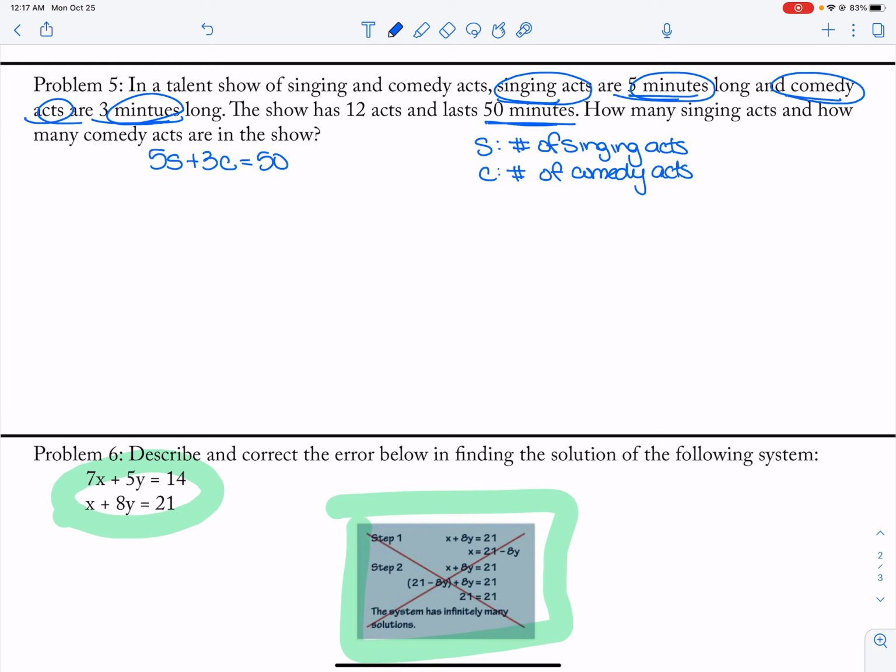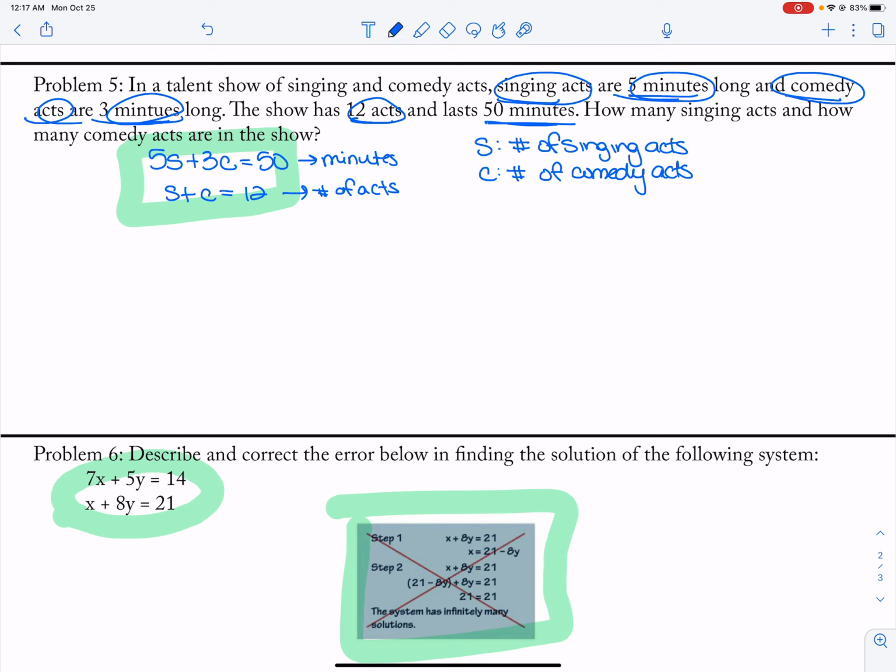So my first equation relates minutes together, total minutes. Now my second equation is going to relate the total number of acts. So I cannot use X because I changed my variables. Okay, so S plus C is equal to the total number of acts, which is 12. So this is the number of acts. And then I want to go ahead and figure out how many singing and how many comedy acts are in the show.